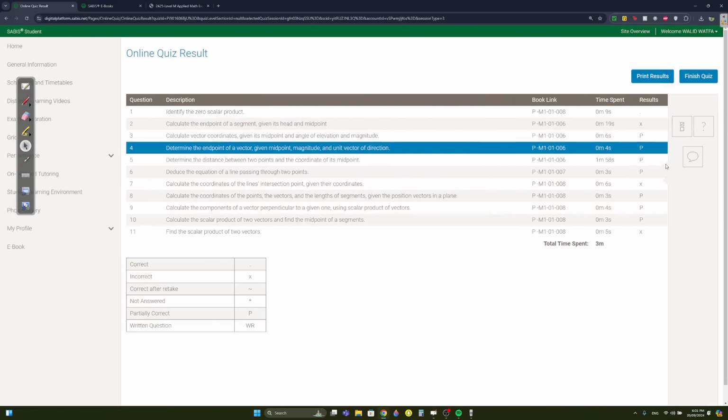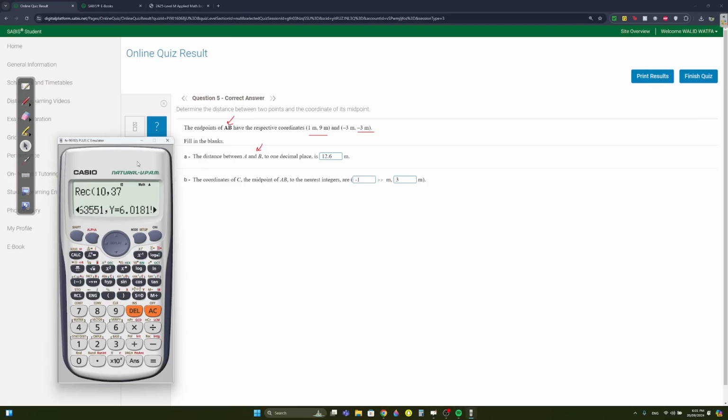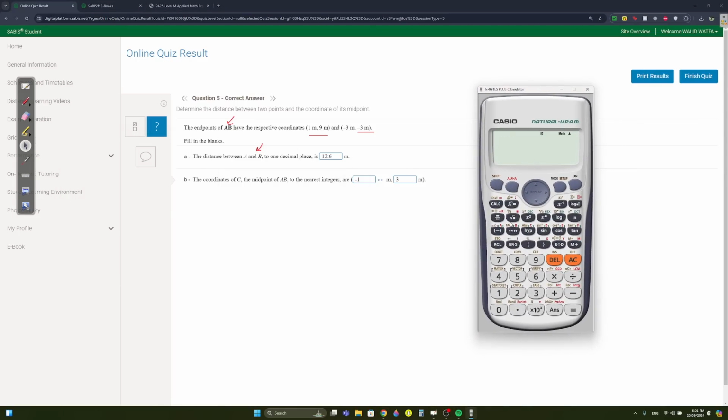How many questions? 11. Okay, the endpoints of A, B have this and this. The distance between A and B, okay, this is pretty self-explanatory. I like these vector questions, honestly. They were pretty, I think he might get one of them.